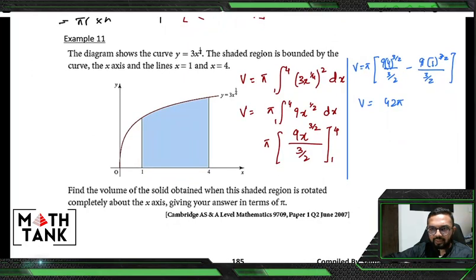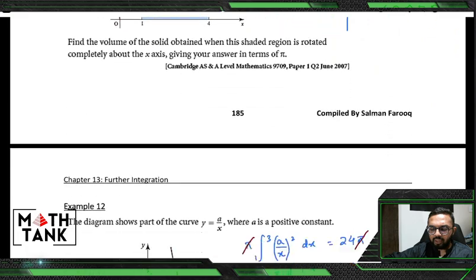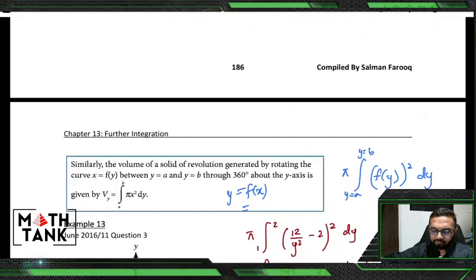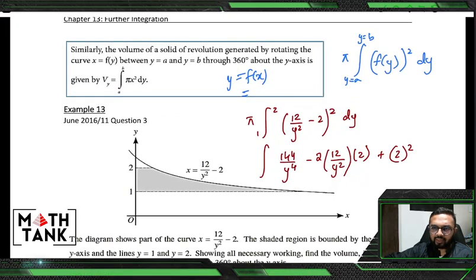You can also have the same rotation on the y-axis. In that case, you'd need to have an equation in terms of y, square it, put a pi outside, put limits and so on, and you can end up with the same volume. So that's another question on rotation on the y-axis.